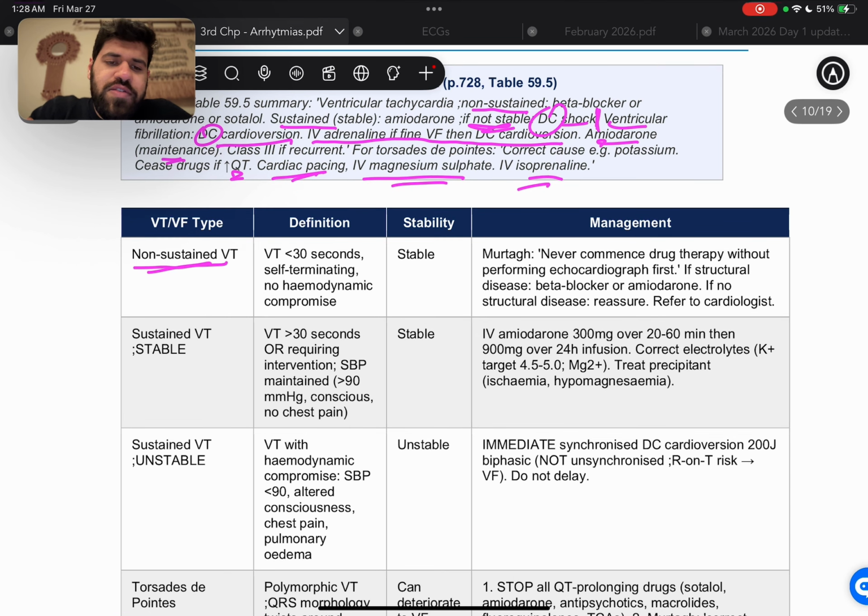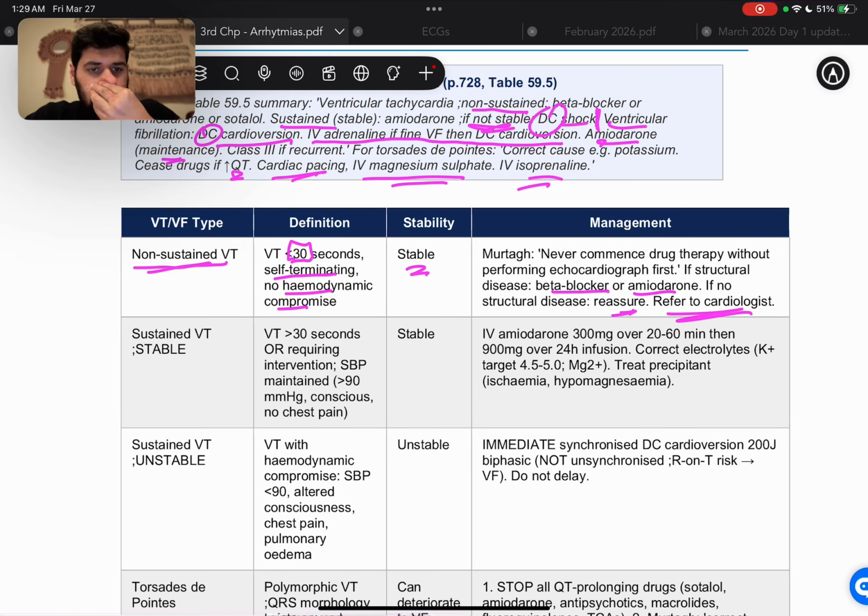Now, VT and VF types. We have non-sustained VT, which is VT less than 30 seconds, self-terminating, with no hemodynamic compromise, and stable. We don't commence any drug therapy without performing echocardiography first. If there is structural disease, we give them a beta blocker or amiodarone. If no structural disease, we reassure and refer to a cardiologist.